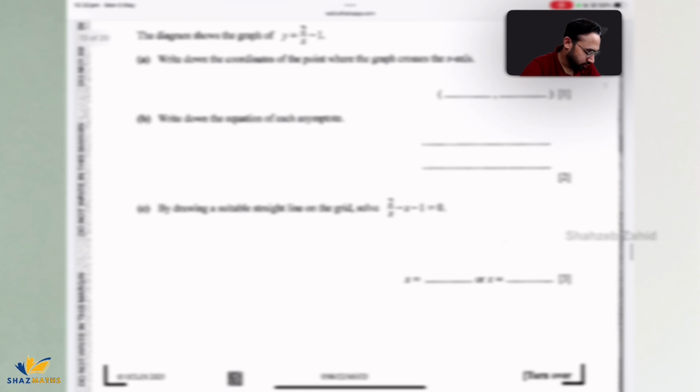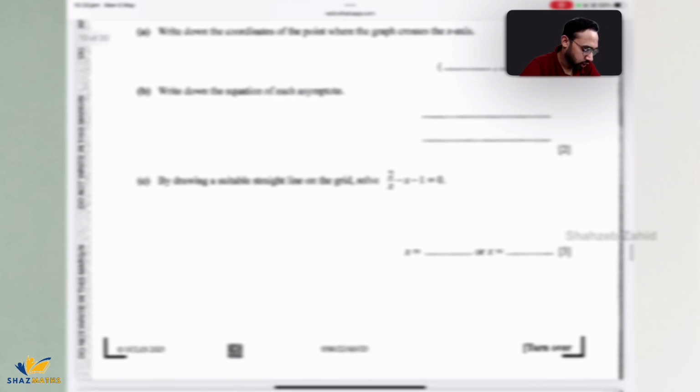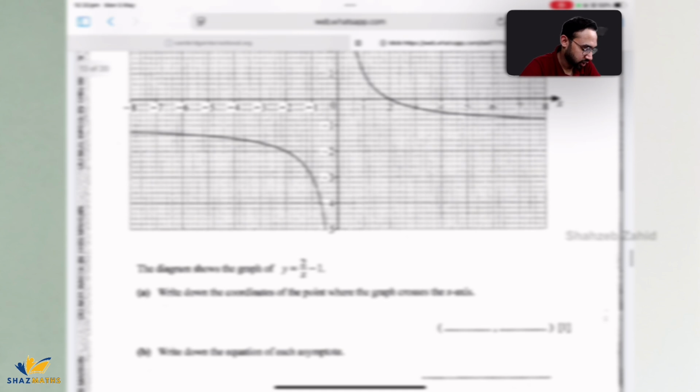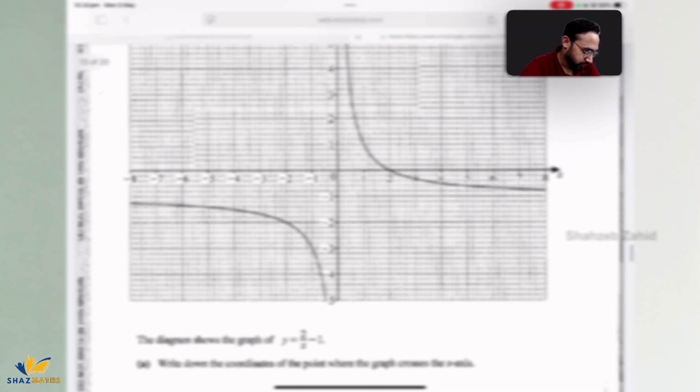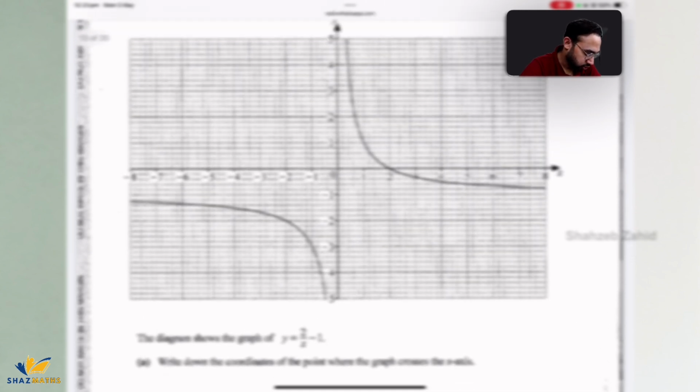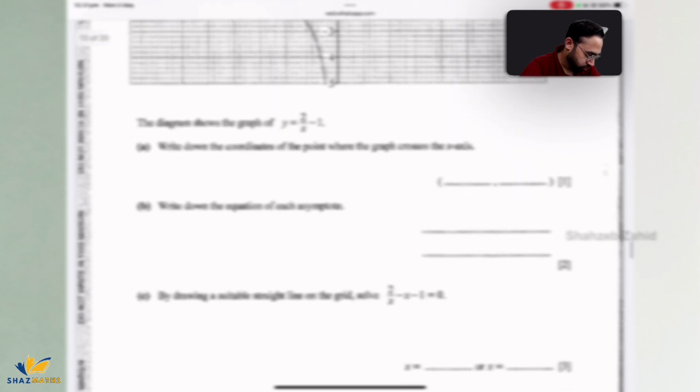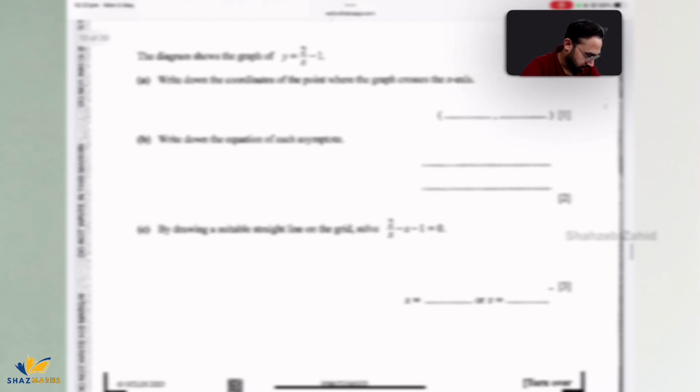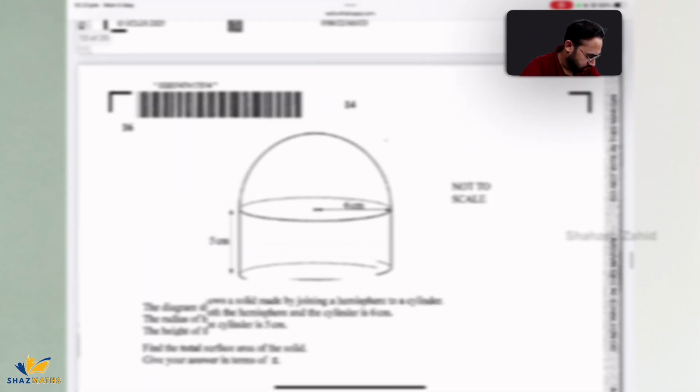Anyway, question C, straightforward. Draw a line of y equals x where it crosses this graph. It's going to be the solution, so it would be 2 points probably, which one I can see is (1, 1), the other one is (-2, -2). So x is either -1 or 1.